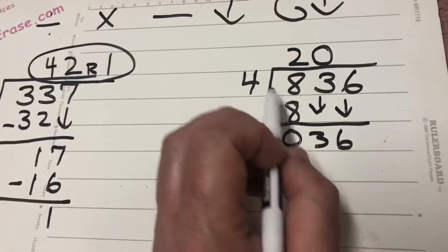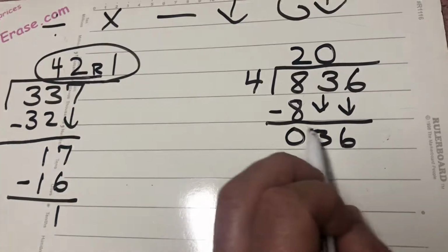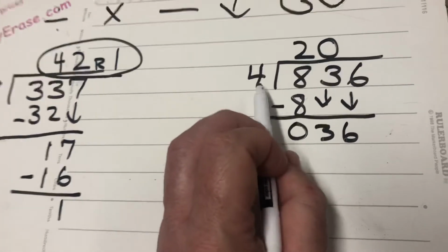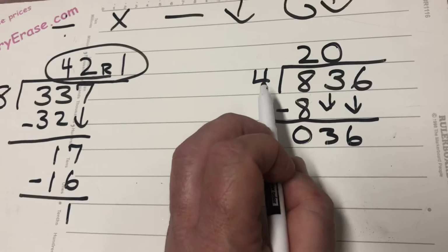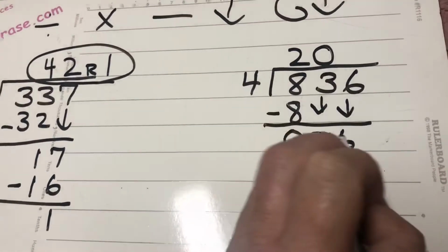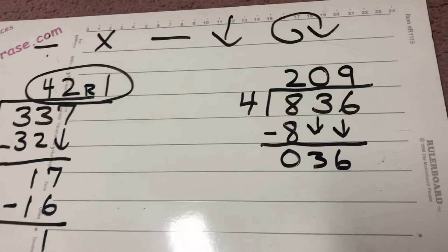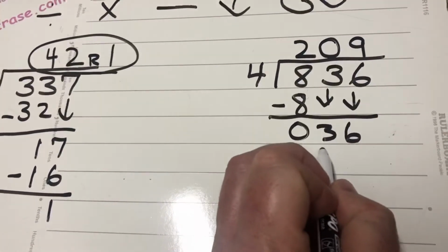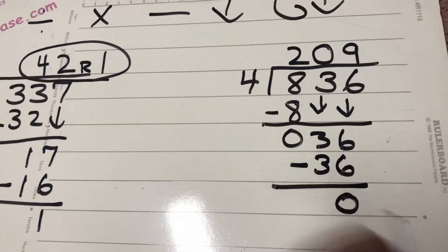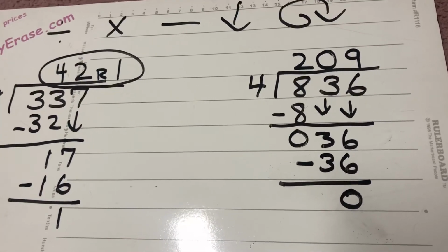And now I can ask myself, okay, 4, how many times can 4 go into 36? And still, even when I did 3 minus 0 and got 3, that's still okay because that's less than 4. Because I need an answer that's less than my divisor when I'm done subtracting. Well, 4 can go into 36. I know that 4 can go into 36 9 times. 4 times 9 is 36. 36 minus 36 is 0. I end up with a final answer of 209.